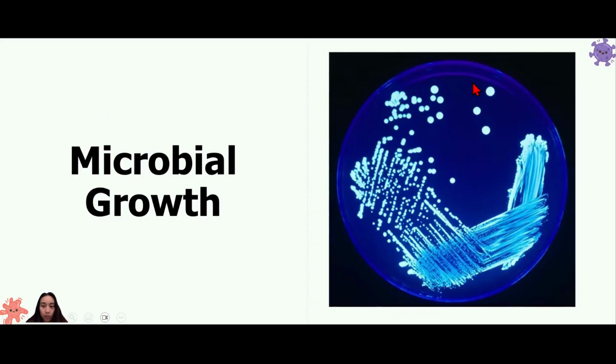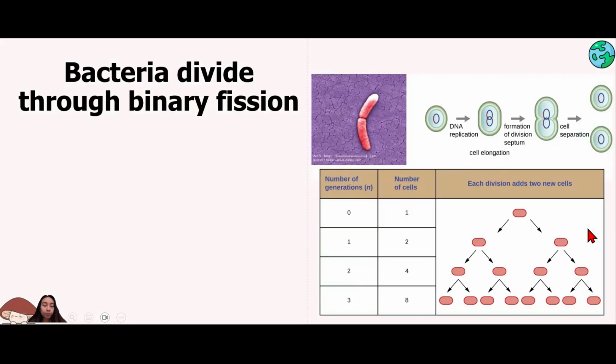Remember that when we do a 4-quadrant streak, we're trying to get colonies. And a colony is essentially a single bacteria that grew and grew and grew and created a colony. Essentially, all of the bacteria in this colony are going to be identical to each other. So we'll learn about that in this video.